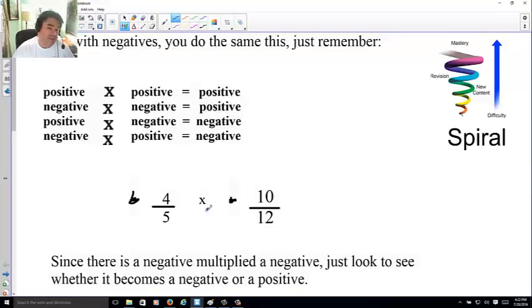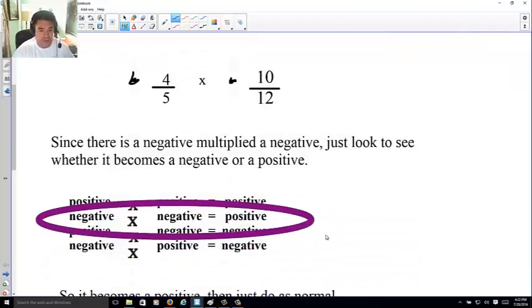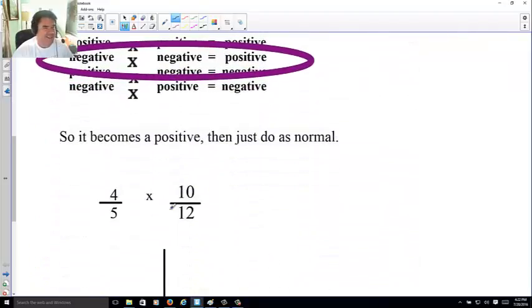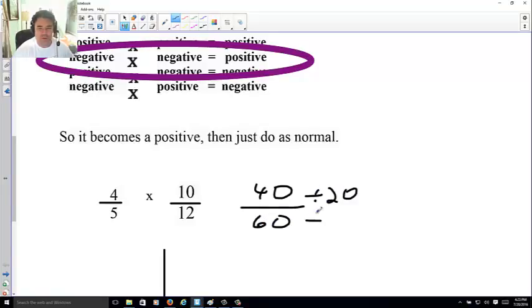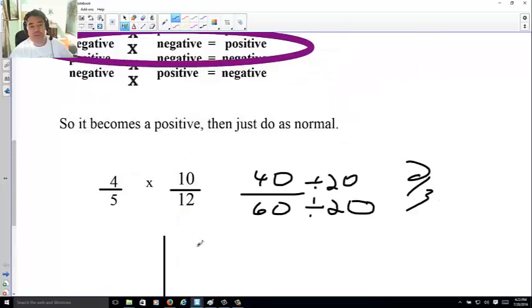Then you could take top times top and bottom times bottom. So that's no big deal. I said it again. I'm trying to stop saying it as much, but it's a habit. 4 times 10 is 40. 5 times 12 is 60. Divide both by 20. Or you can break it down by 2 and then 5 and then 2 again, whichever way you want to do it. And you get 2/3.